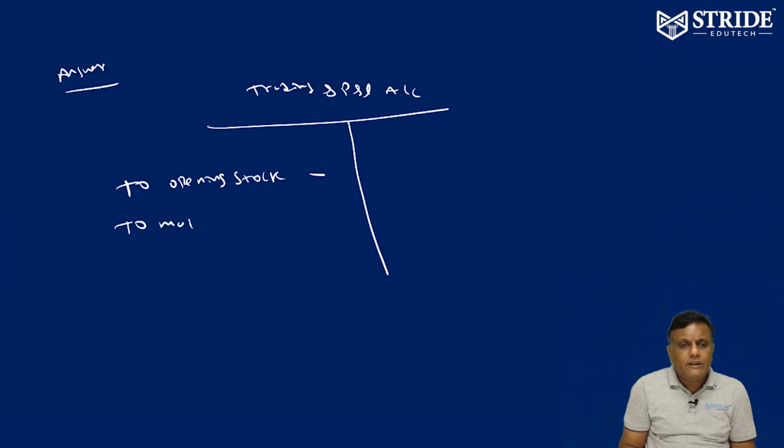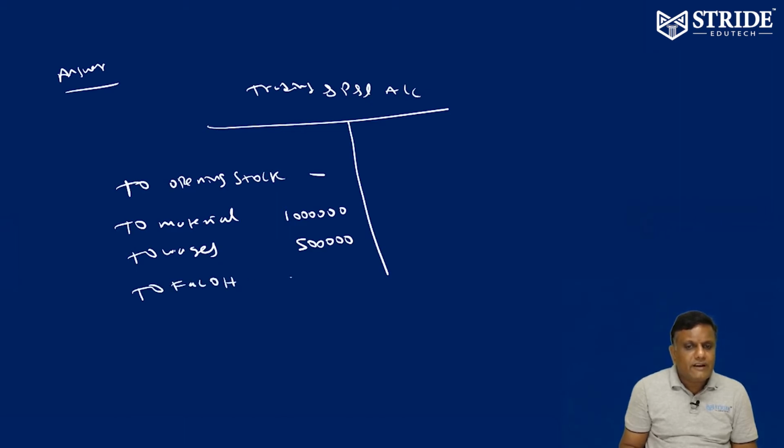To material, 10 lakhs given. To wages, 5 lakhs given. To factory overheads, 4.5 lakhs. These are all incurred expenses in the financial accounts.